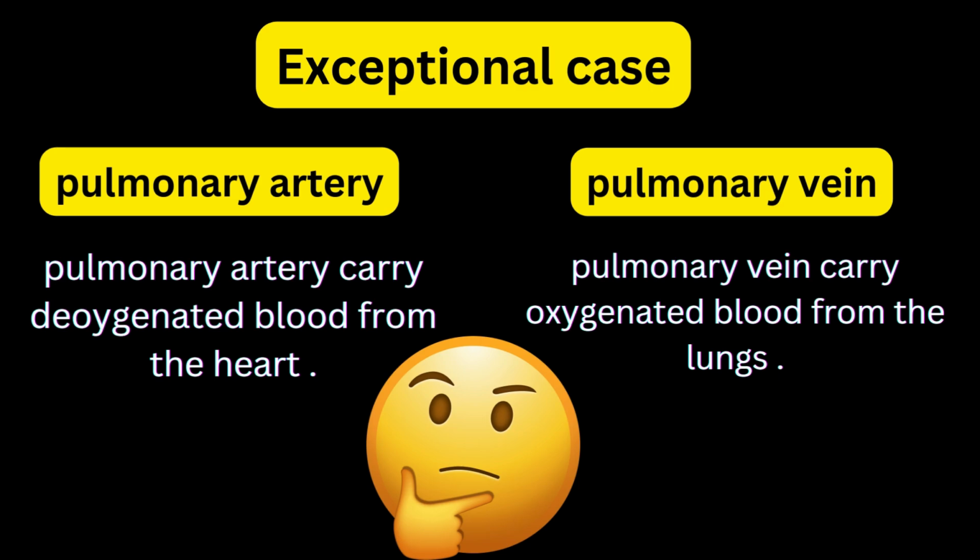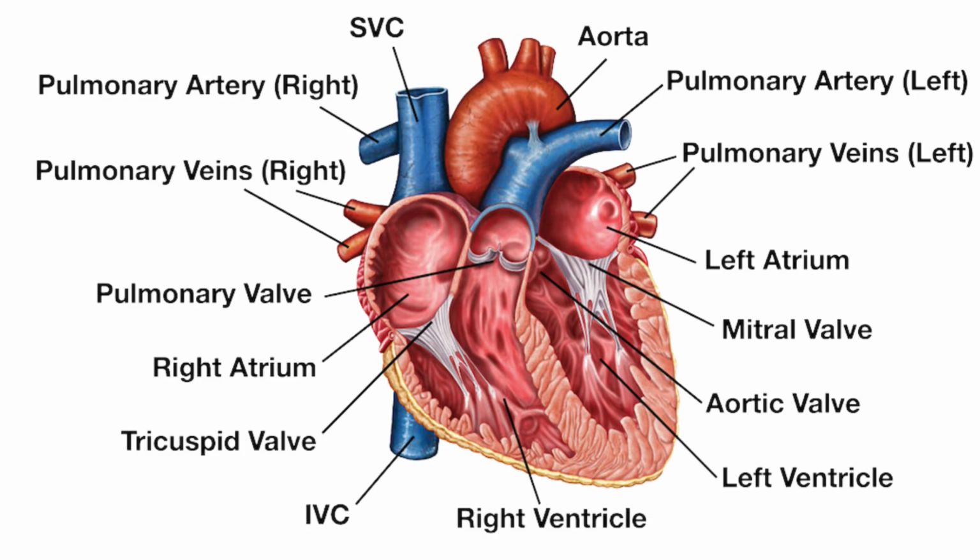In the heart, as exceptional cases, the pulmonary artery receives deoxygenated blood and the pulmonary vein receives oxygenated blood. The human heart works as a double pump because at the same time the heart receives oxygenated blood from the lungs and deoxygenated blood from the body. And because the valves open and close at the right time, deoxygenated and oxygenated blood do not intermix.